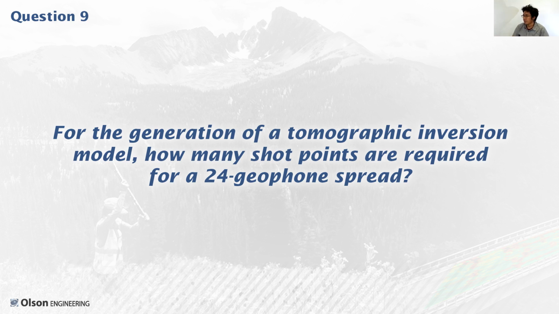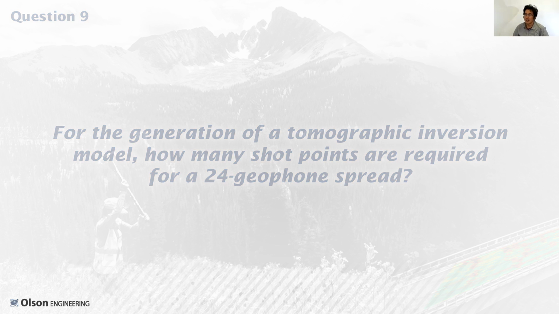Okay. For generation of a tomographic inversion model, how many shot points are required for a 24 geophone spread? That's going to depend on what your resolution is. For a 24 geophone spread, I would do a shot location at every third geophone generally. I tend to err on gathering too many shots rather than too few, especially if I only have 24 geophones. The time it takes to collect extra shots is much less than the time it takes to lay out the array. So if I'm really interested in getting lateral resolution and I only have 24 geophones, I would do every third geophone as my shot location.